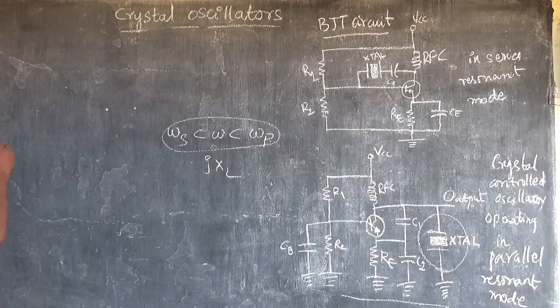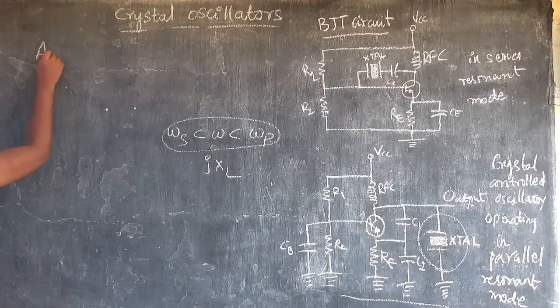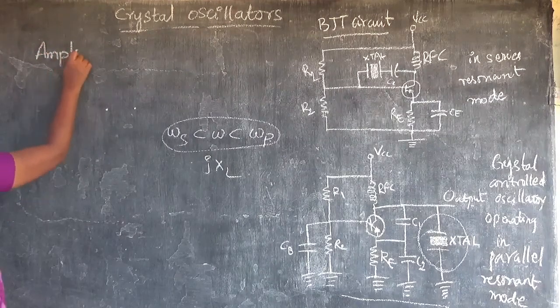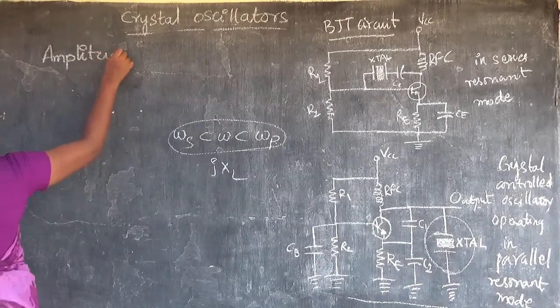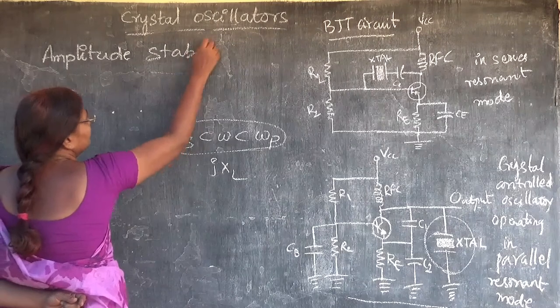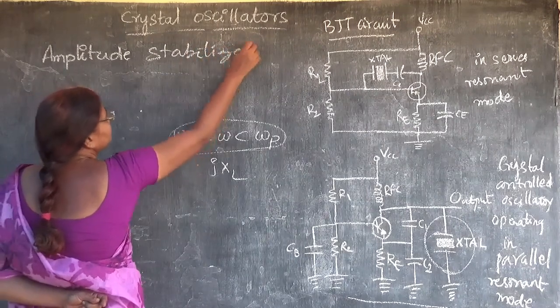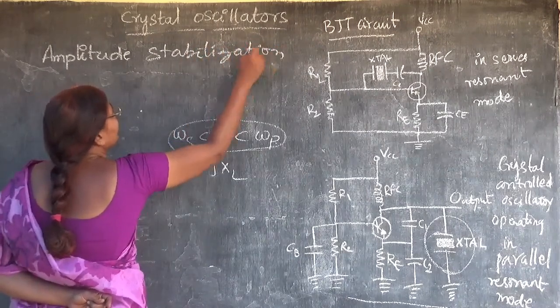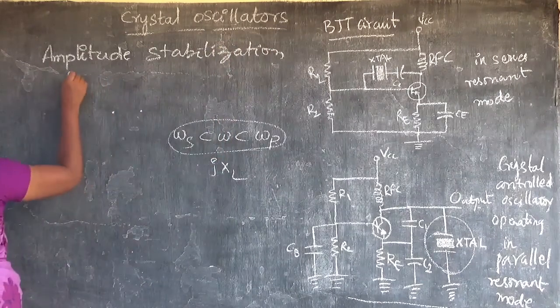And moreover, now we have to discuss two topics so that we will complete the crystal oscillators. What are the two topics? What is amplitude stabilization? And frequency stabilization.